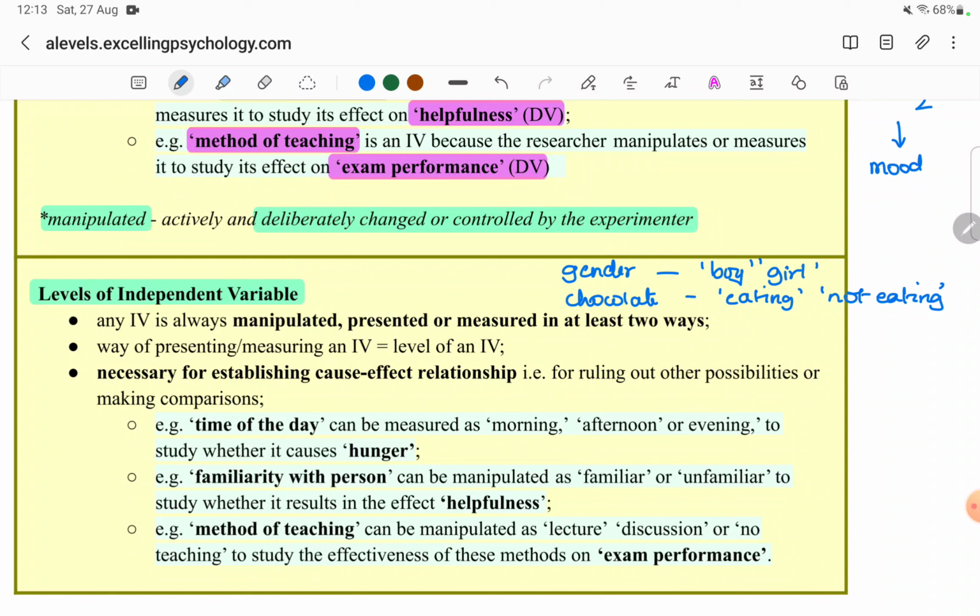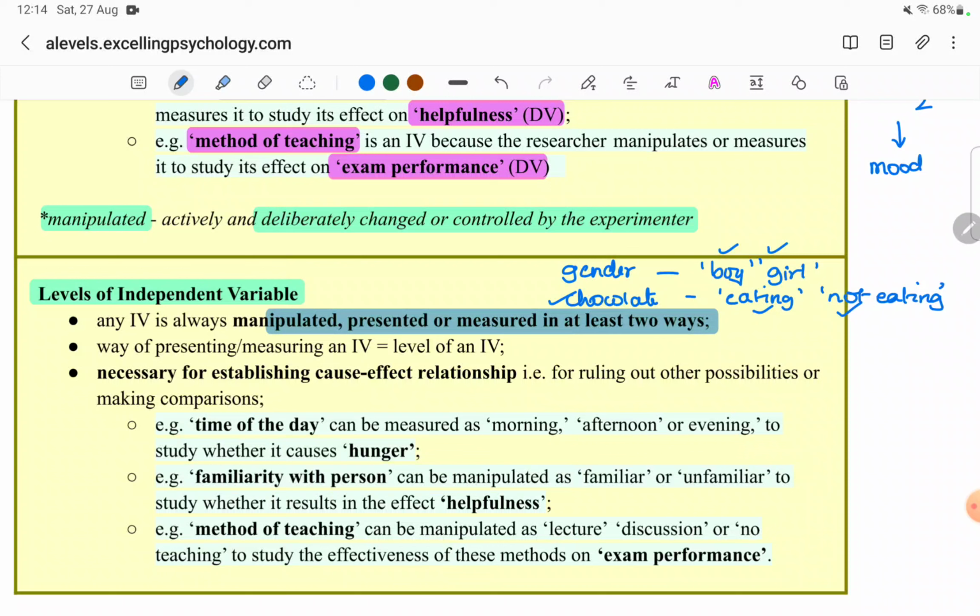So when it comes to any independent variable, there are different ways in which a researcher could manipulate it or measure it. These ways are what we call levels of the independent variable. Any independent variable, as you can see here, is manipulated, presented or measured in at least two ways. See, a researcher wants to conduct a study. He wants to see what change an independent variable is bringing about in the dependent variable. Of course, he's not going to study only one value of the independent variable.